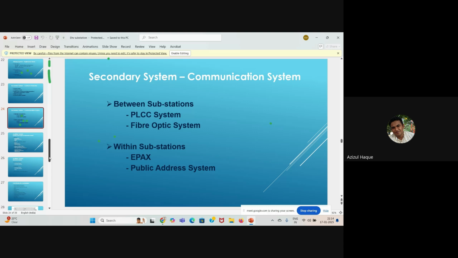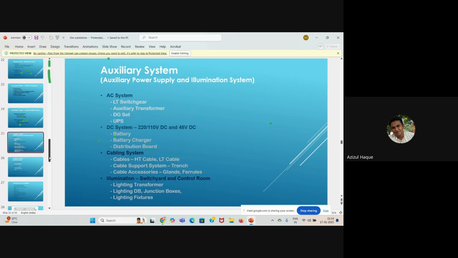Okay, my next slide. Auxiliary system. Auxiliary system, there are 2-3 systems. Apart from making these main primary and secondary systems running, we need auxiliary system. Auxiliary system is basically 415 volt AC supply system and 220 volt DC supply system.